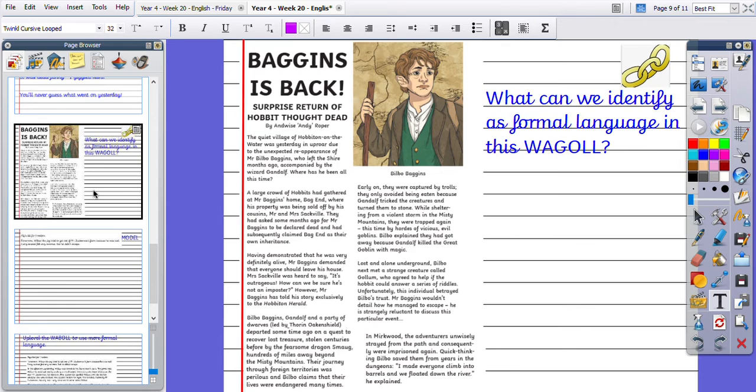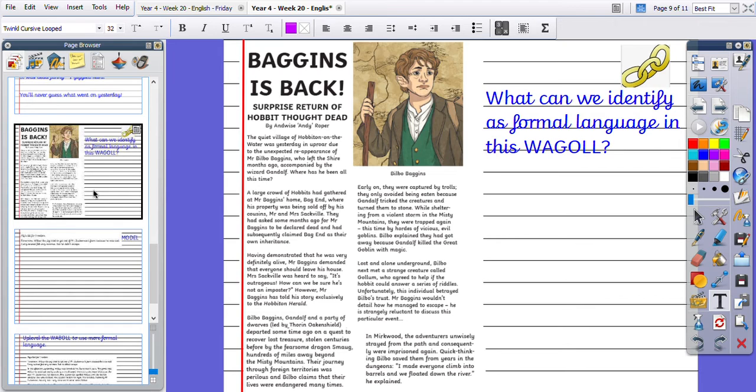Baggins' home, Bag End, where his property was being sold off by his cousins, Mr. and Mrs. Sackville. They had asked some months ago for Mr. Baggins to be declared dead and had subsequently claimed Bag End as their own inheritance. Having demonstrated that he was very definitely alive, Mr. Baggins demanded that everyone should leave his house.